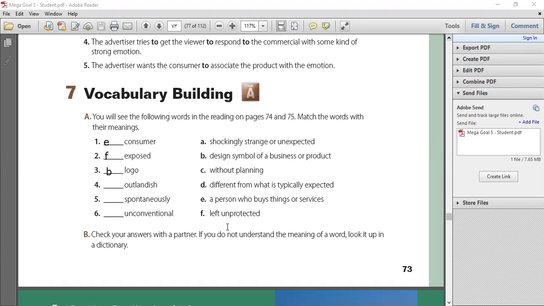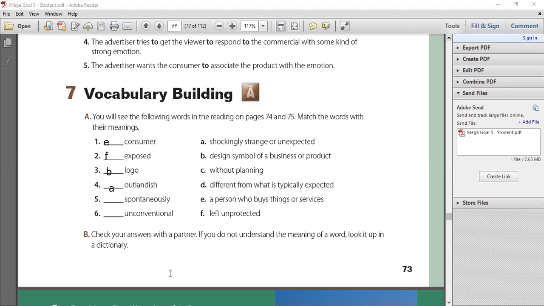Outlandish. I think it's a new word for us. What do you think the meaning of this word is? Yes, shockingly strange or unexpected. Something that is shockingly strange or unexpected, we're going to call it outlandish, and it's going to be A. Thank you, Ragad, Najia, Rafif, Bader, and Rima.